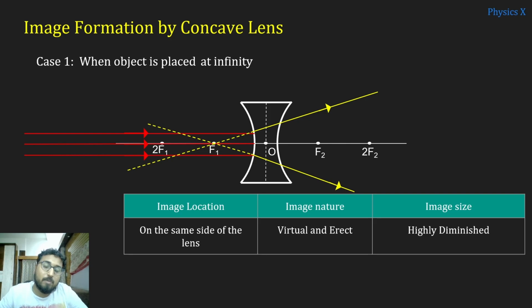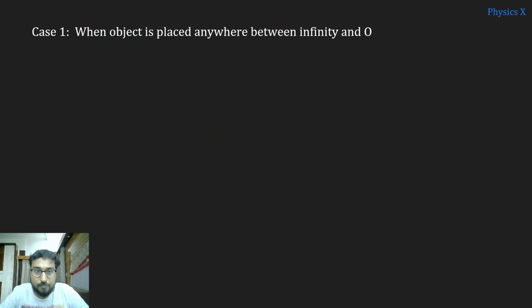So you can see that they tend to be coming from this focus point. These refracted rays are not meeting in real space. That is why the nature of the image is virtual and indirect. And you can see that the meeting is only at this point. So this point marks that the image is highly diminished. Rather, it is a point-sized image and it is on the same side of the lens.